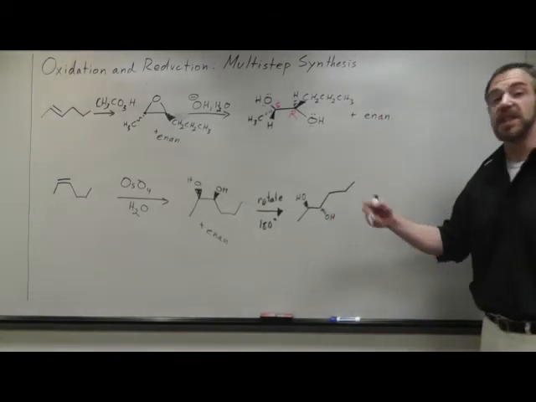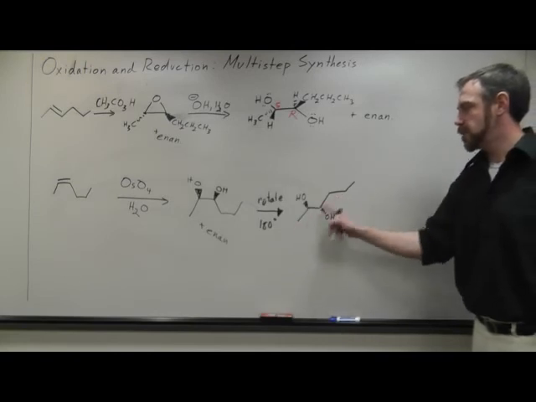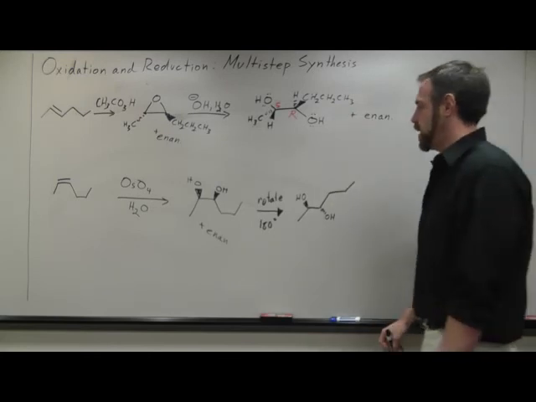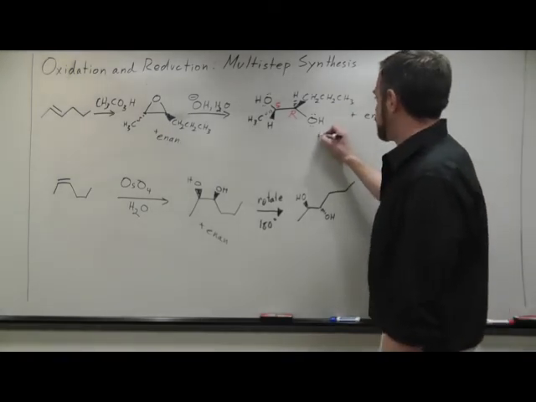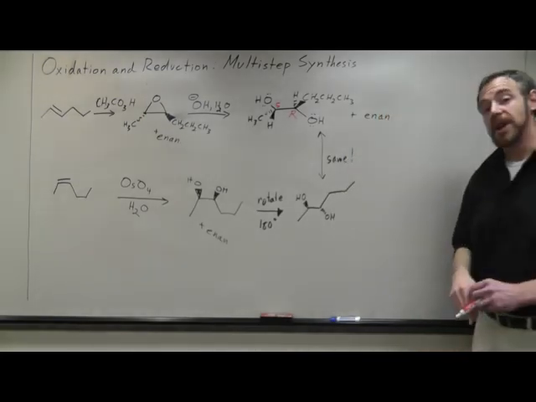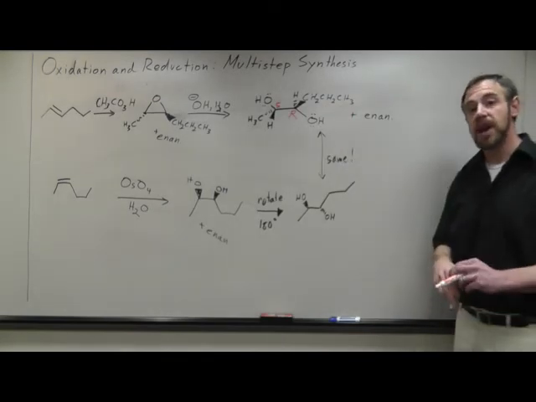And so now we can easily see that trans relationship. So the alcohol groups are trans, the alkyl groups are trans, the hydrogens must be trans as well. And so these really are the same thing. So we have 2 different alkenes through 2 different pathways that can give you the same chiral mixture.